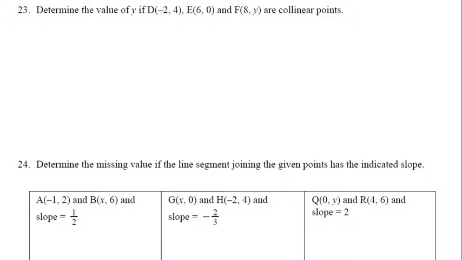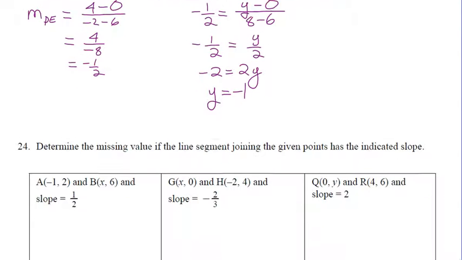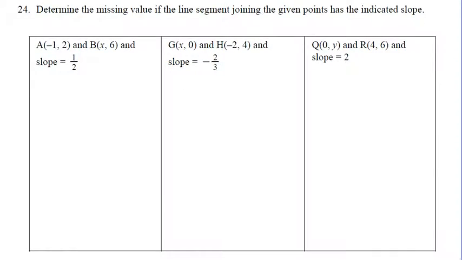Determine the value of y if negative 2, 4, 6, 0, and 8, y are collinear points. Okay, you do that, pause. Agree, disagree? Agree, good. Keep going. Determine the missing value if the line segment joining the given points has the indicated slope.